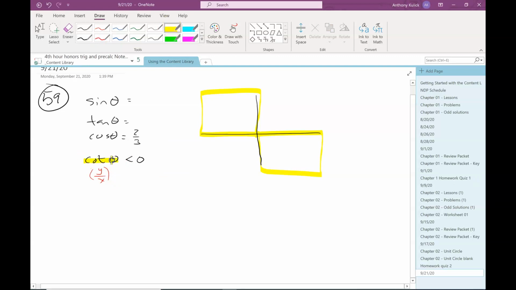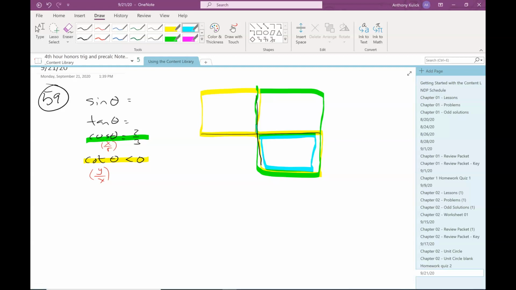Okay. I also know that cosine is positive. I remember that cosine is x over r. So cosine would be positive wherever the x is positive. So that means it would be in one of these two quadrants. The quadrant where both pieces are true is the fourth quadrant. So that's where I'm going to draw my triangle. Is that okay, Jacob? Yeah.